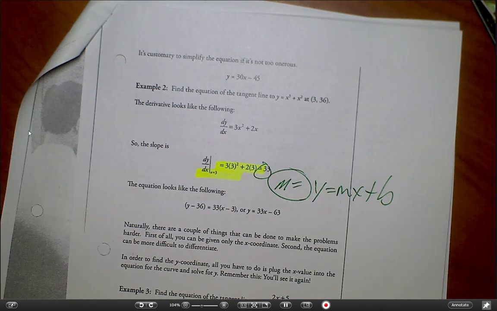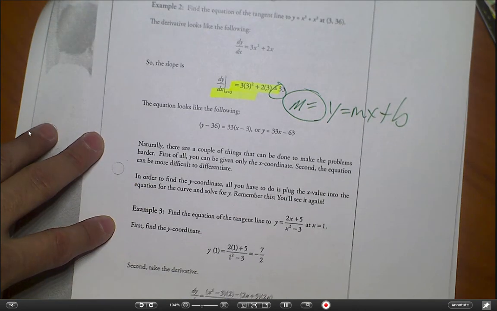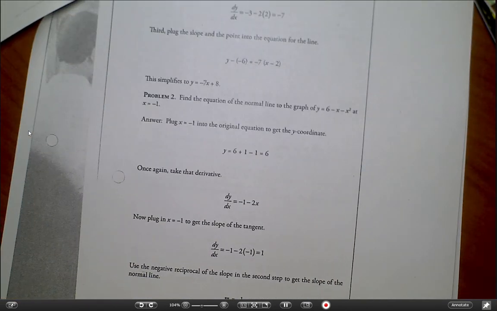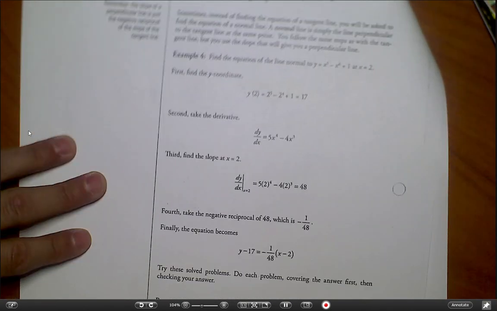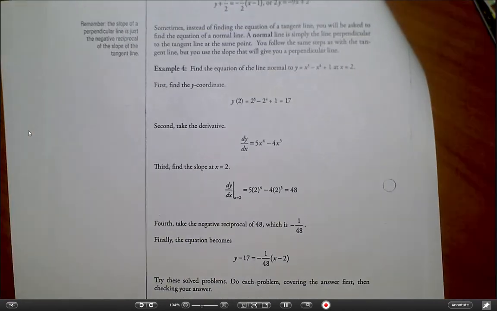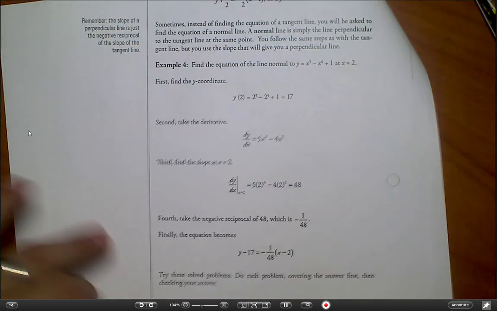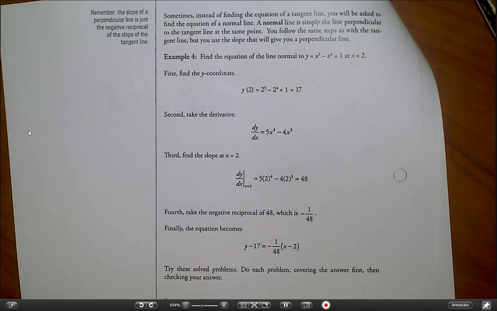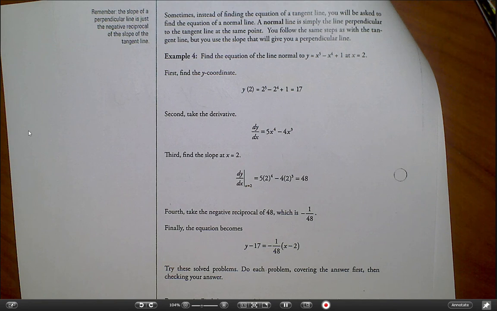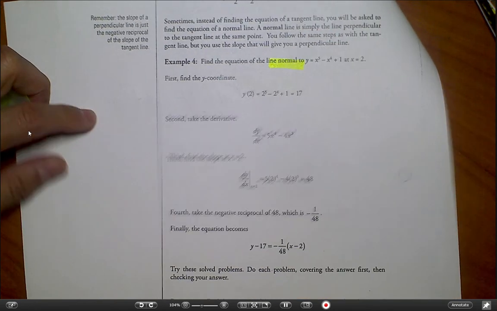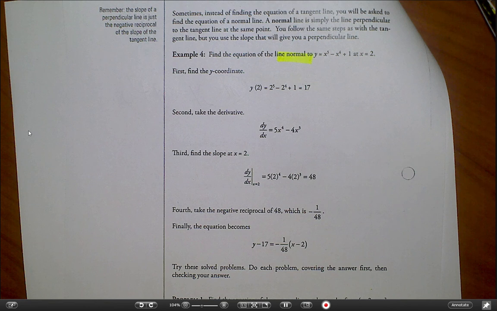And then we have to plug it back into the point slope. Now, let me see, where is the other one I was looking for? Example 4, bless you. Okay, example 4 is the one I wanted to actually look at, because this was not a big deal, but it's one of those weird things that you got to try and remember. So the normal, okay, normal. A normal is perpendicular to the tangent.